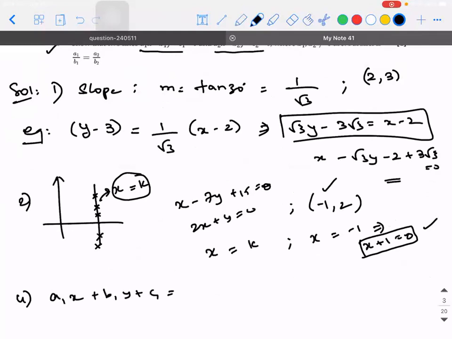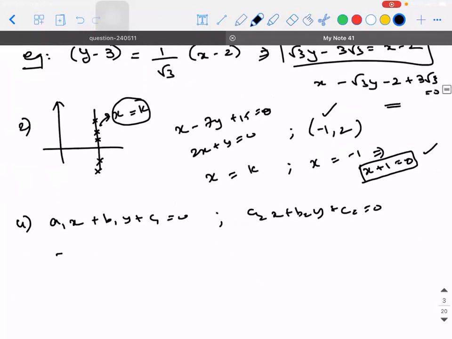A1x plus B1y plus C1 is equal to 0 and A2x plus B2y plus C2 is equal to 0. So the slope of the first line is minus A1 by B1. What is the slope of the second line? Minus A2 by B2. If they are parallel, then they are equal. If they're equal, minus and minus will get cancelled. Hence, you got the required condition.